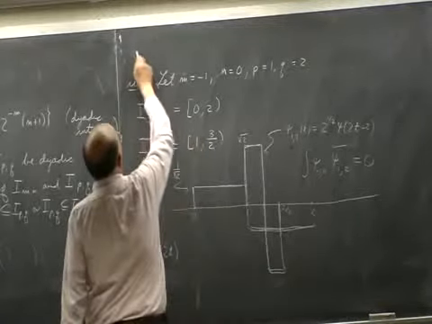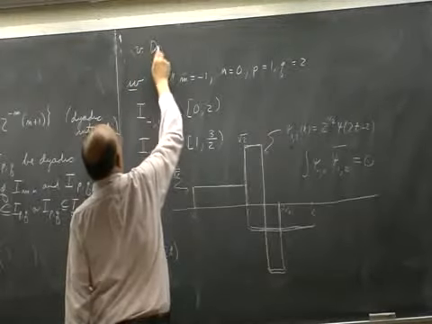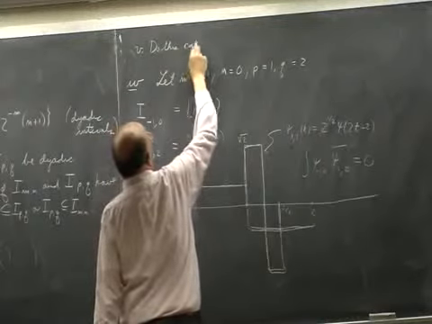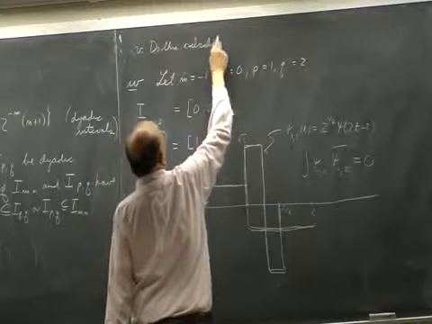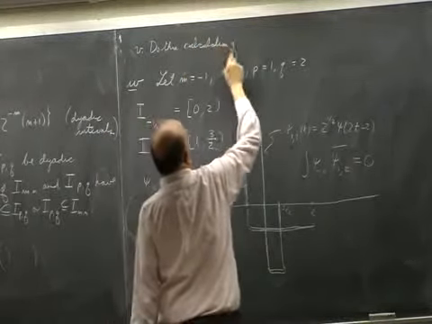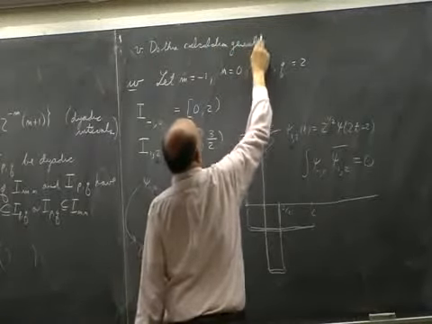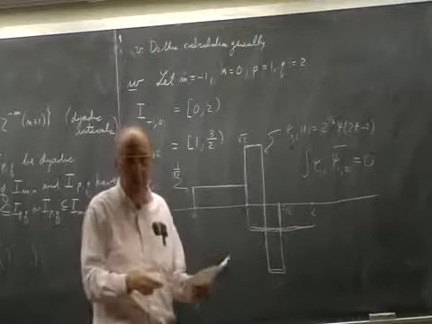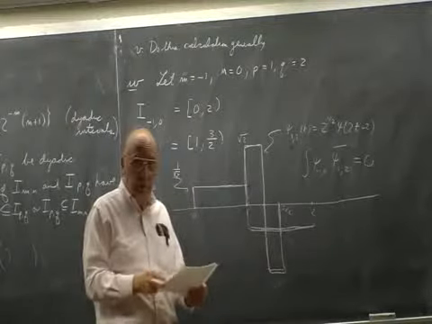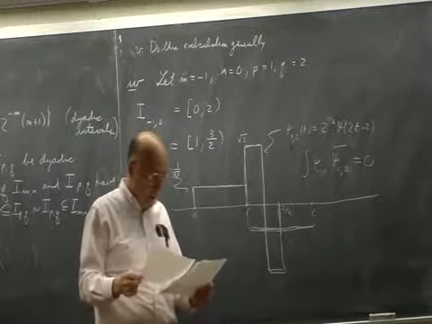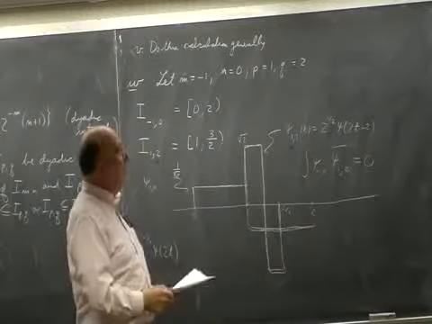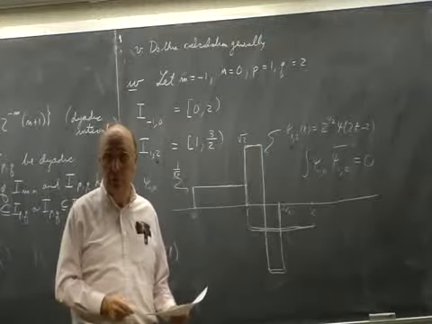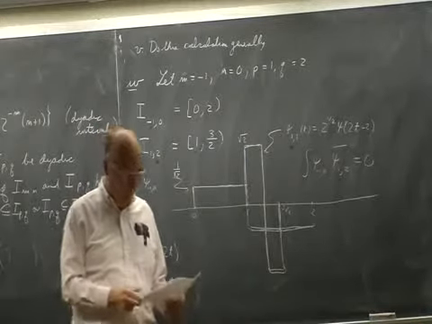So part 5, do this calculation generally. There's no surprises in it, just you have to do it. Did you get it? So prove part 5 of proposition 2 on the orthonormality of the wavelet system.